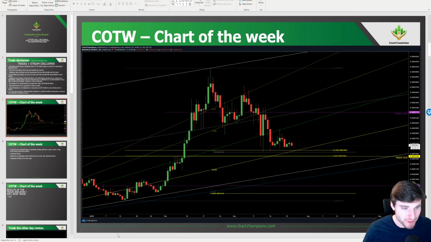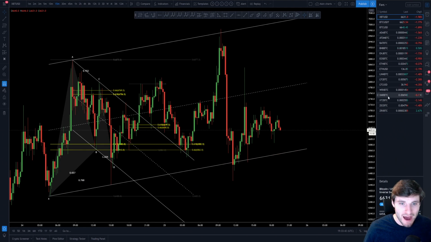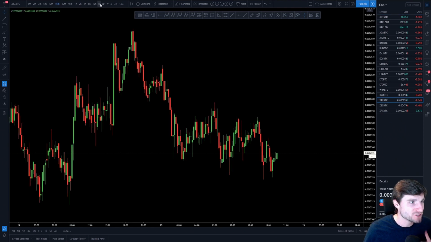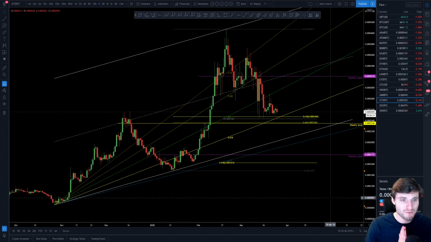So, Tezos chart of the week. This is actually a really nice one, I feel, because of the stage we are at in the chart. Firstly, I'm not in a position right now. We're waiting for a swing failure pattern of the lows. I'm going to talk you through some of the confluences we have here, and if we don't get a bounce, where we can likely expect a bounce to occur.